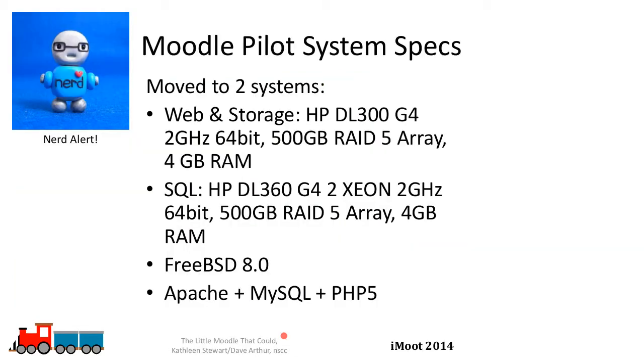Now, at this point, we moved from just one box to 2 separate boxes, so 2 different systems that we had the stuff on. The web and storage was on one, and then our SQL, the database backend, was on another. And we had, is 1,000 gigabytes a terabyte? We had a terabyte between the 2 of them, in a RAID 5 configuration. Thanks, Dave. And we're still using Apache, MySQL, and PHP. So it was basically the same system, just bigger, because we are getting more and more popular.